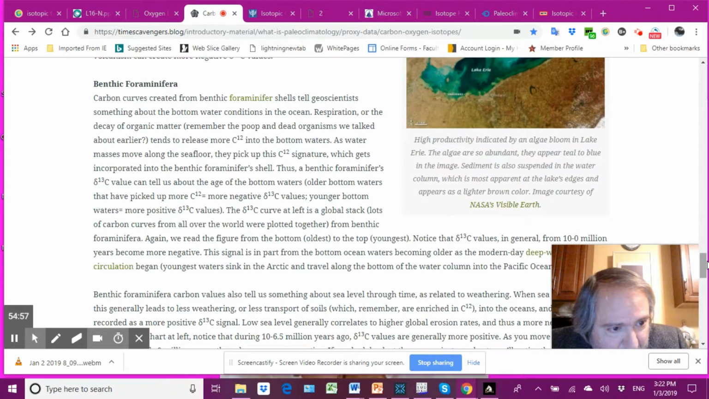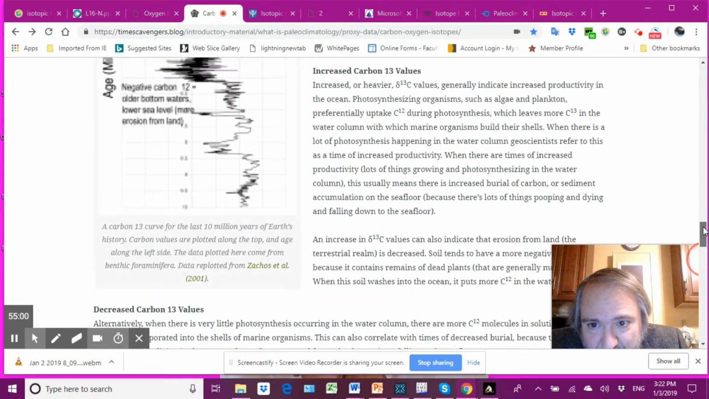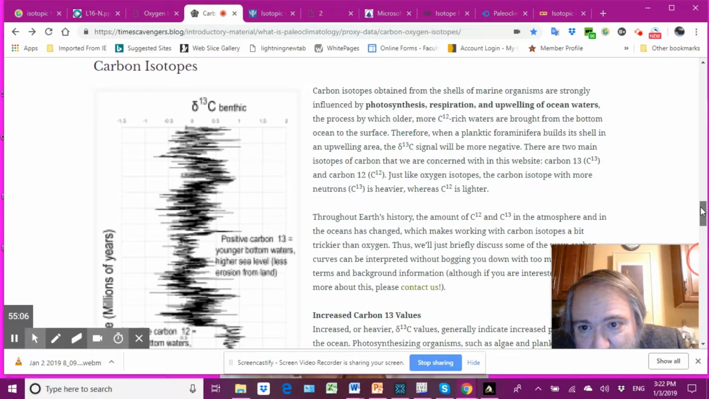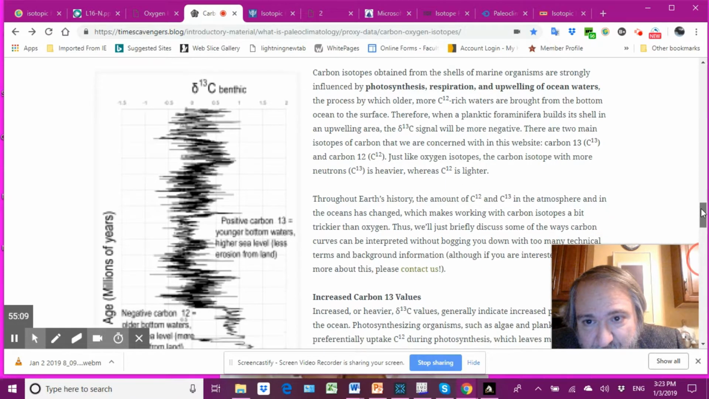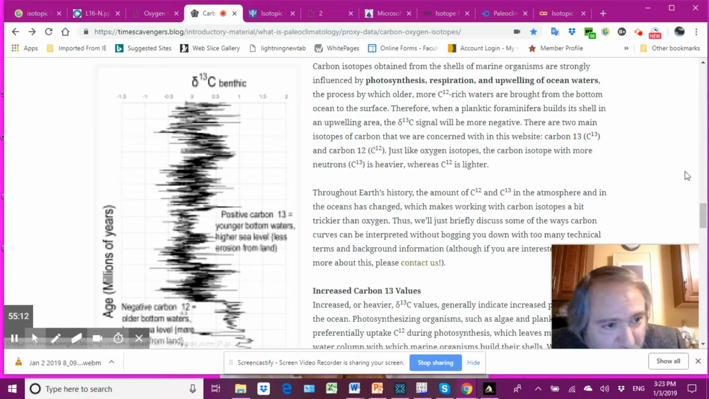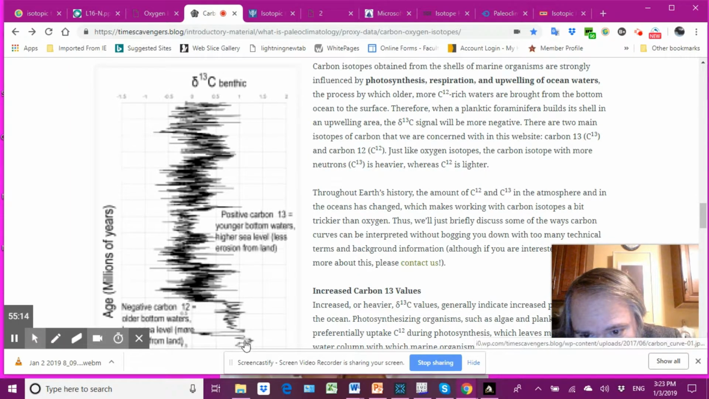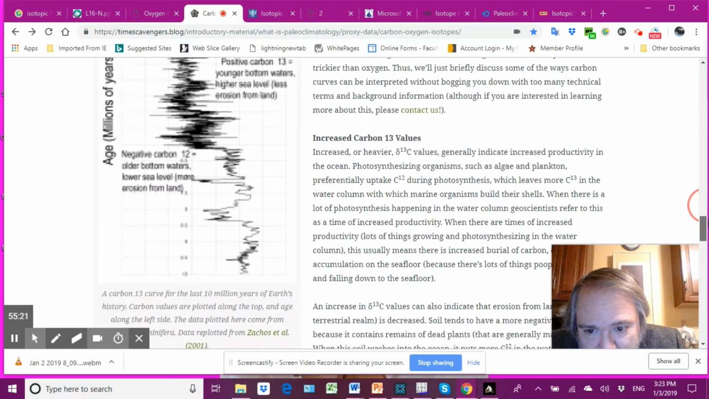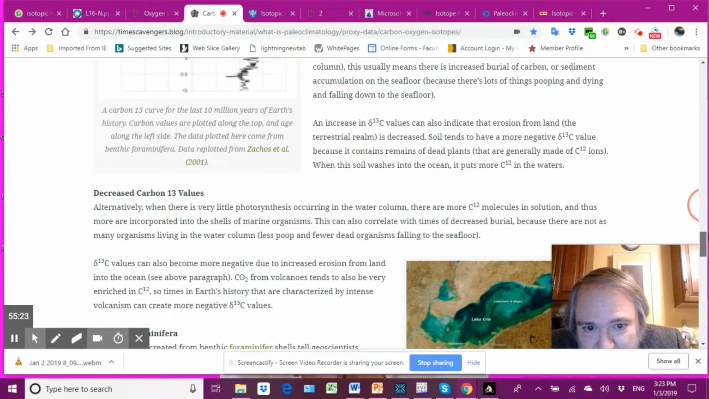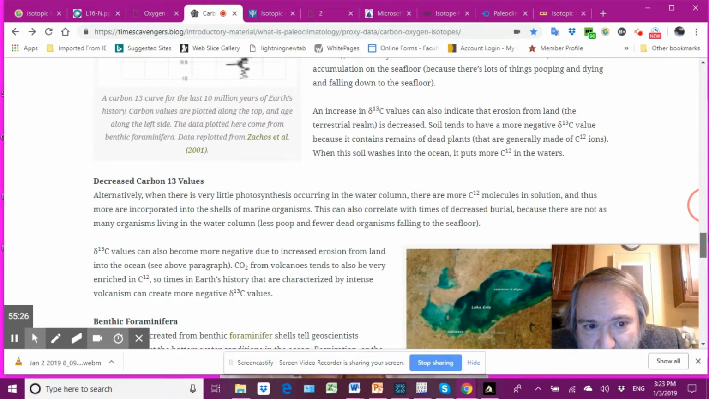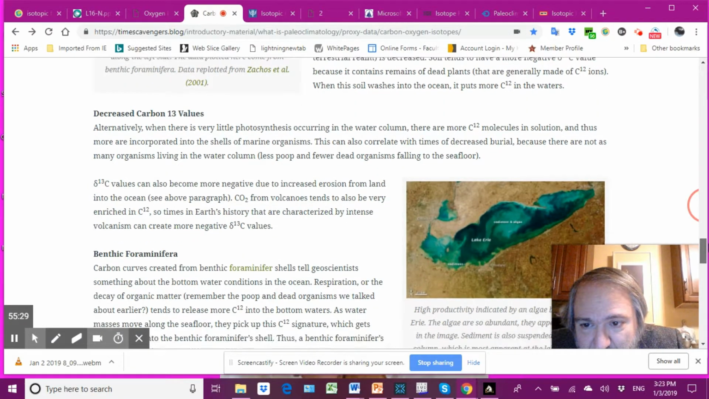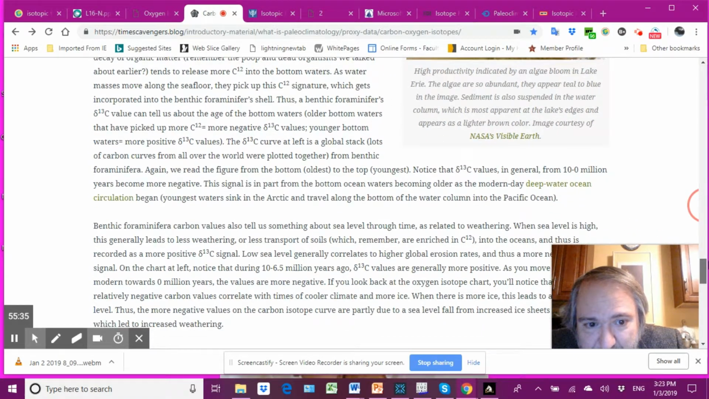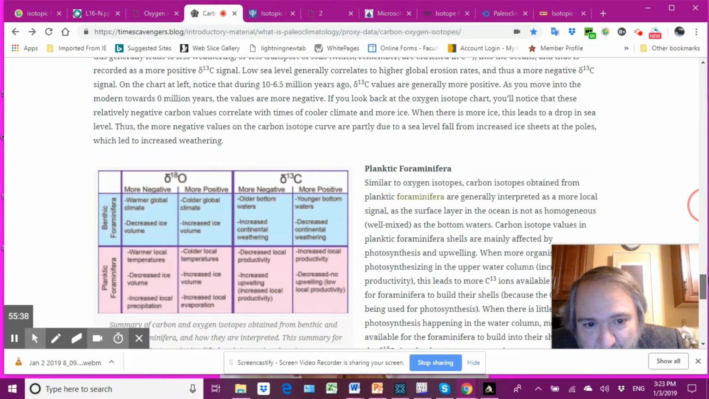So again, looking at this curve, what are we seeing? We're seeing a general decrease in the del 13C values over the 10 million years. There are really a lot of signals, but it's a general decrease. And that tells us what? There's less photosynthesis going on. So there's a little summation here.